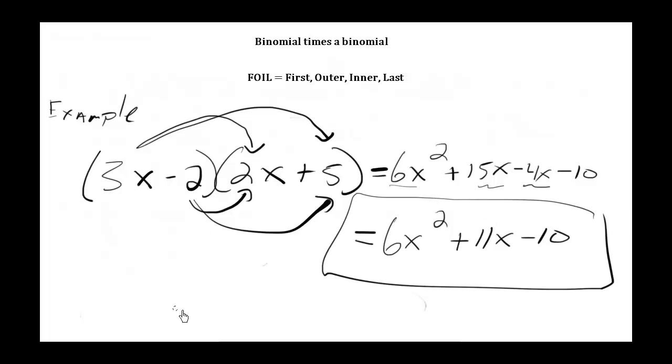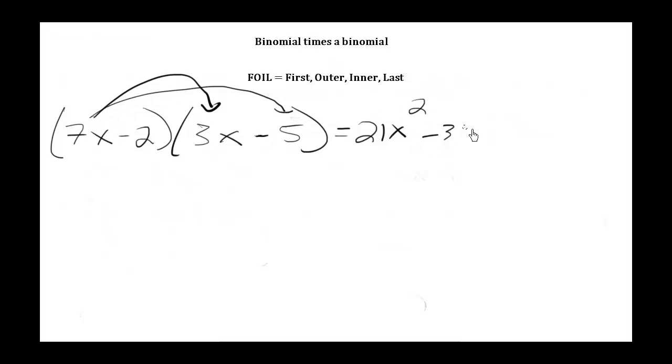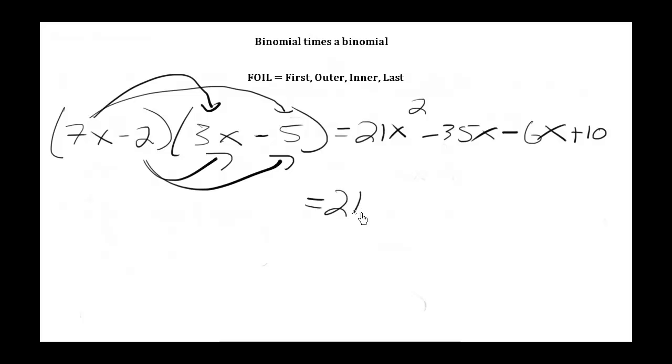Alright, let's try another one. Let's see if we can multiply these two binomials together. So 7x times 3x is 21x squared. 7x times minus 5 is minus 35x. Minus 2 times 3x is minus 6x. And watch those signs, minus 2 times minus 5 is going to be positive 10. Do I have any like terms here? Yep, those middle terms again. Got 21x squared, minus 35x minus 6x is going to be minus 41x, and then plus 10.